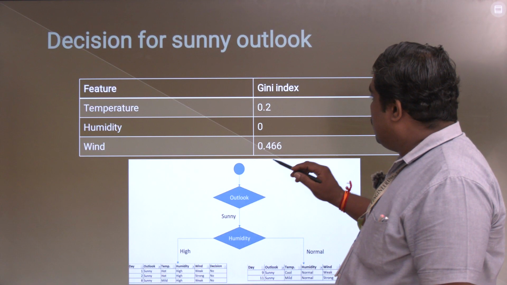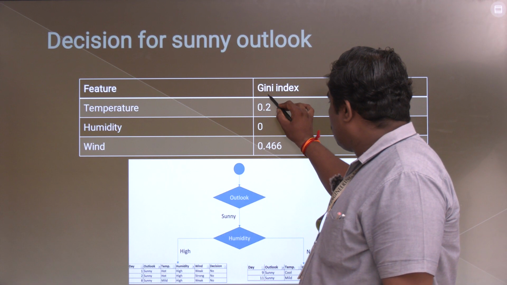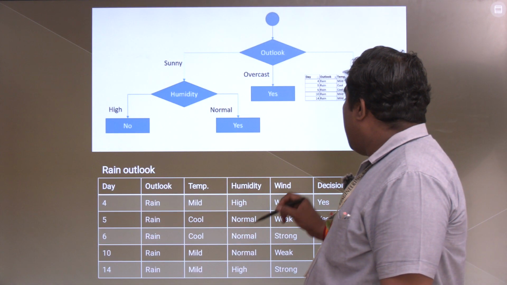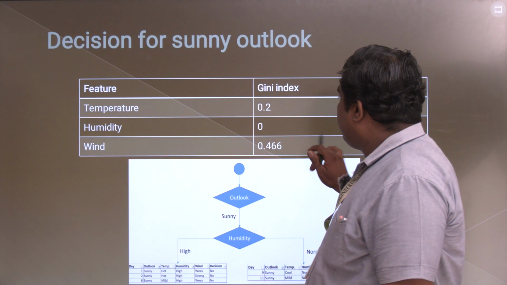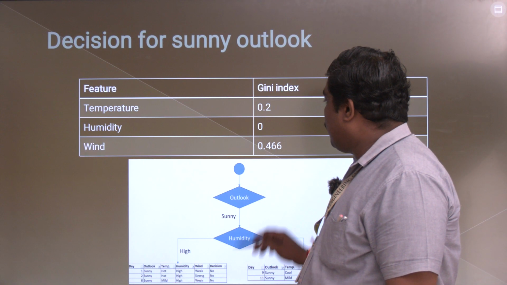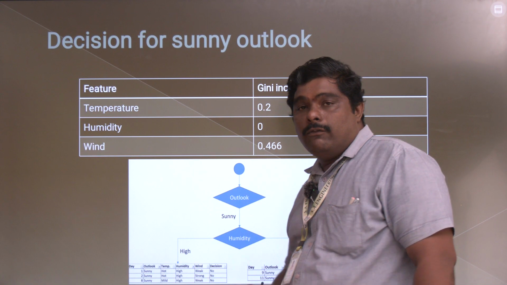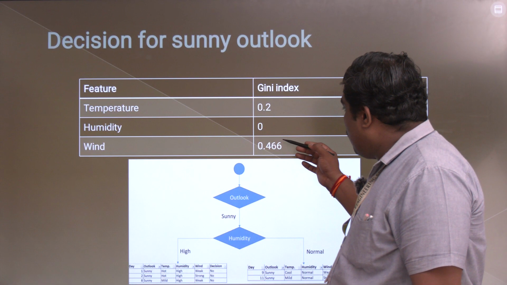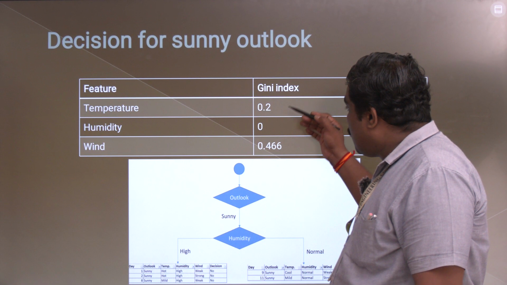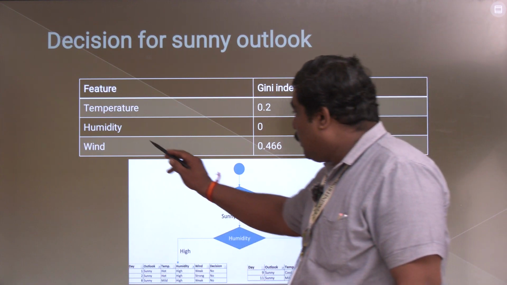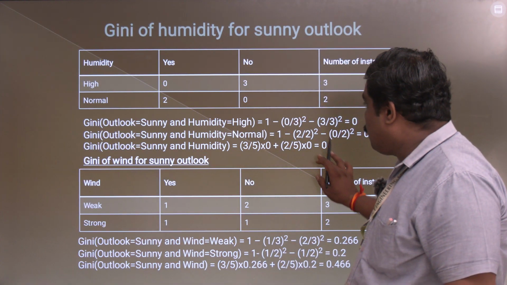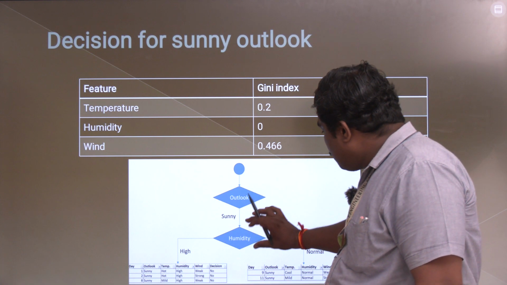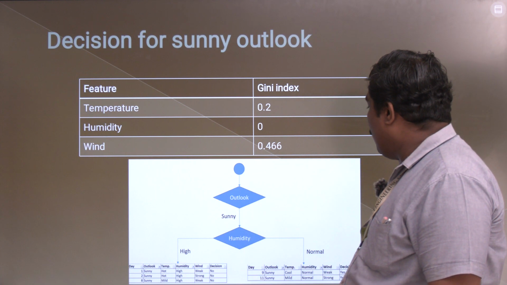That means the total weight of temperature will be 0.2, the total weight of humidity will be 0, and wind will be 0.466. So from this, if you calculate it, consider the lowest value will be humidity. From this one we have to subdivide the two values.